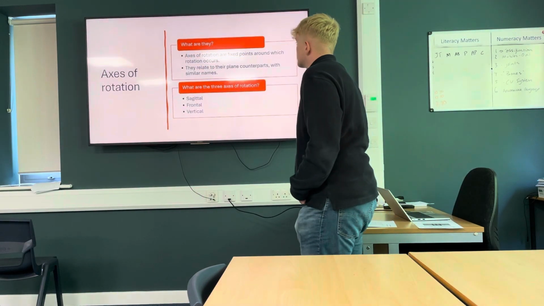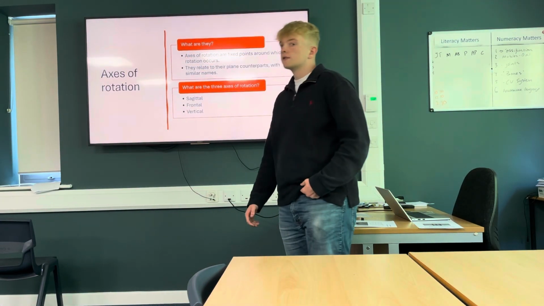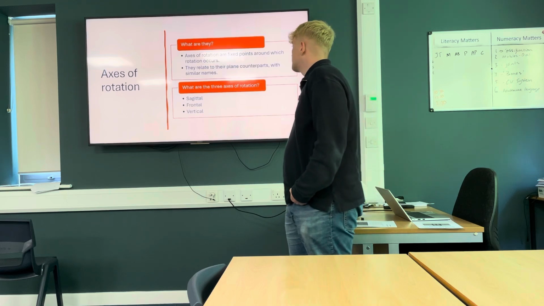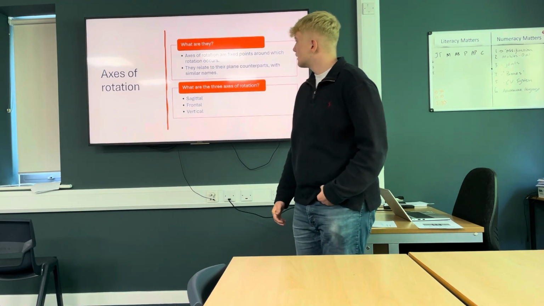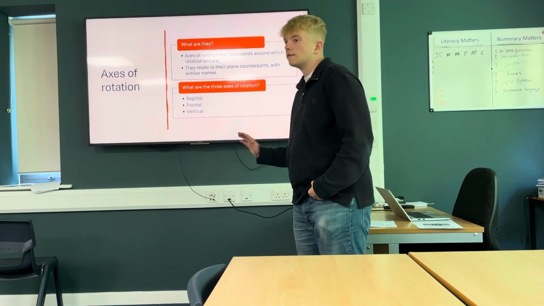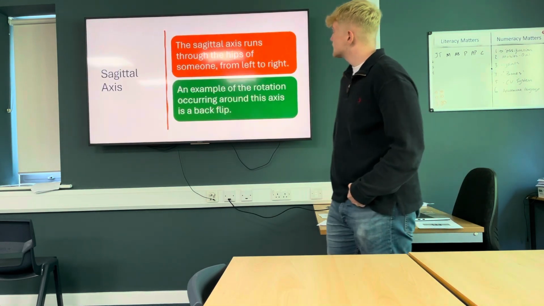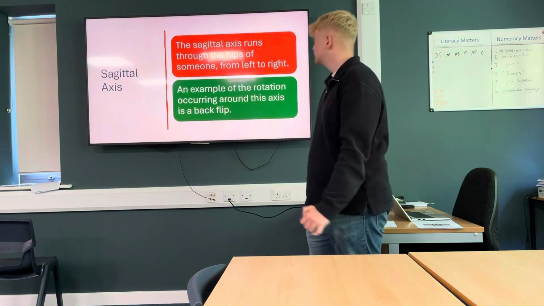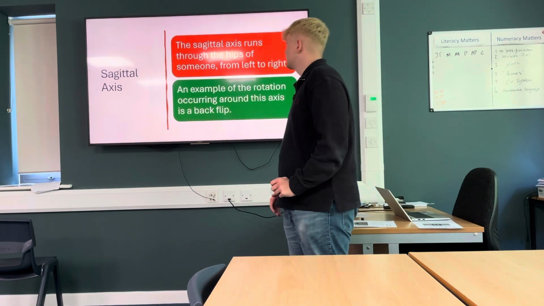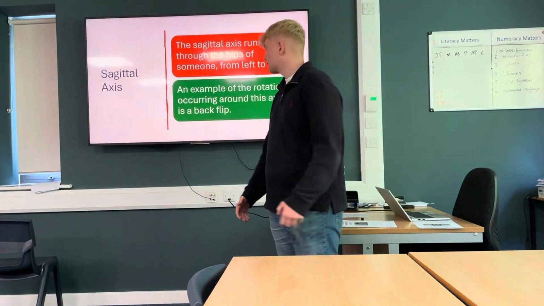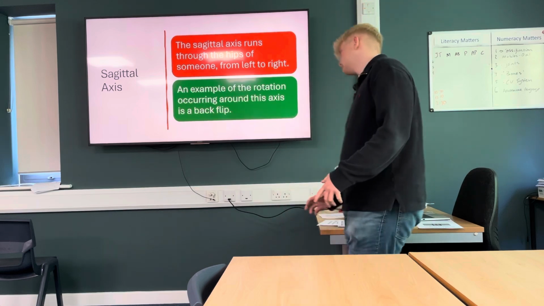So the axes of rotation are the fixed points around which rotation occurs. The three axes of rotation are sagittal, frontal, and vertical. The sagittal axis runs through the hips of someone from left to right. An example of the rotation occurring around this axis is a backflip.